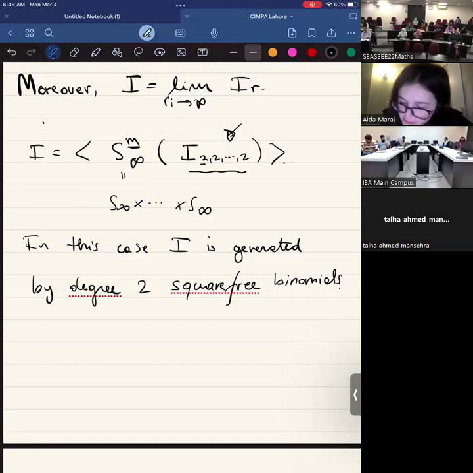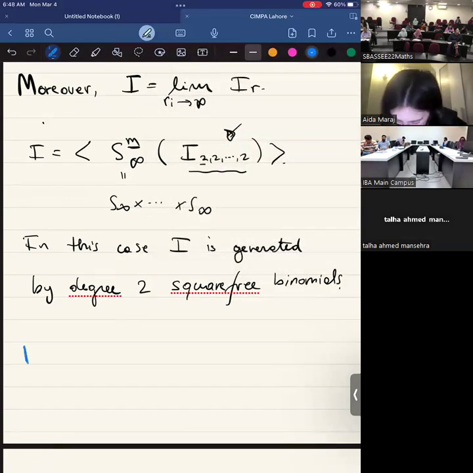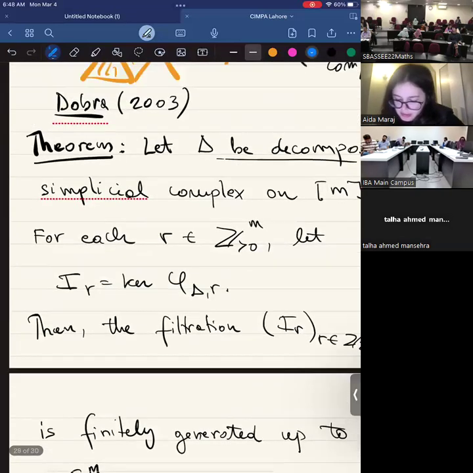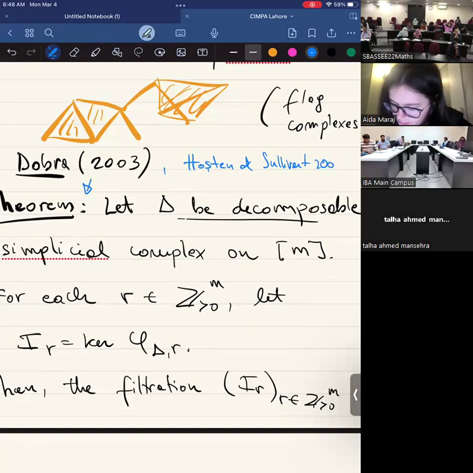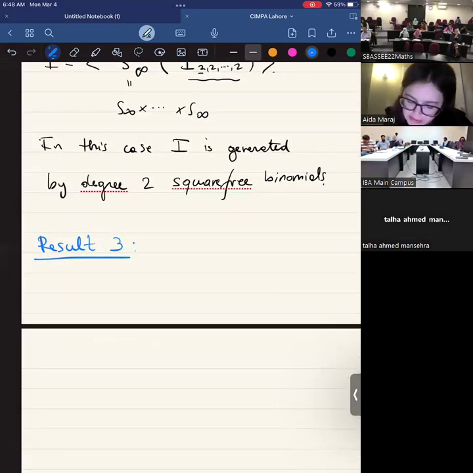Okay, so now we go to the third part, the independent set theorem. Dobra is here, and there is some work from Austin and Sullivan, 2002. They talk about the reducible case. And that is result 3.